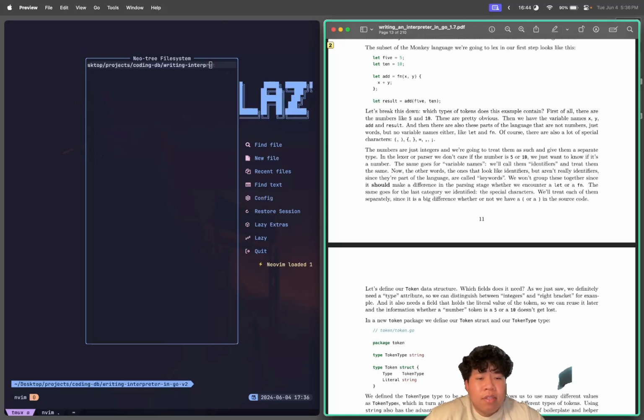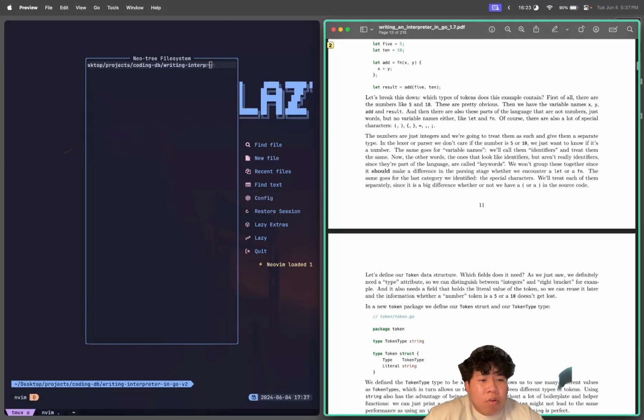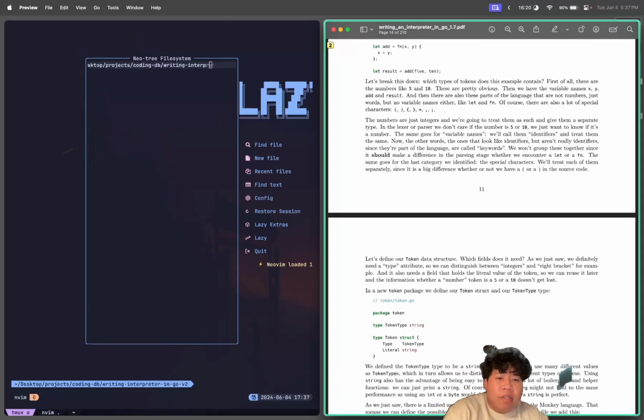Now the other words, the ones that look like identifiers but aren't really identifiers since they are a part of the language, are called keywords. Like for example let and stuff like that. We won't group these together since it should make a difference in the parsing stage whether we encounter a let or fn. The same goes for the last category we identify, the special characters. We'll treat each of them separately since it is a big difference whether we have a left parenthesis or a right parenthesis in the source code.